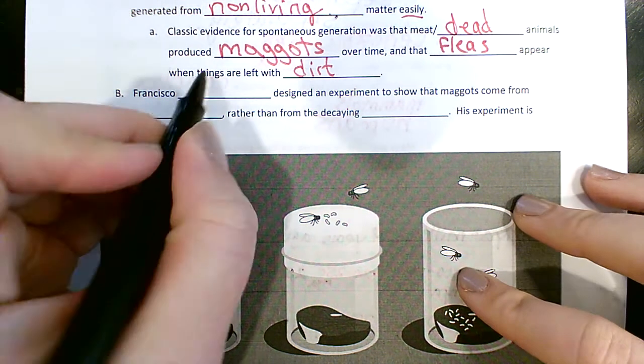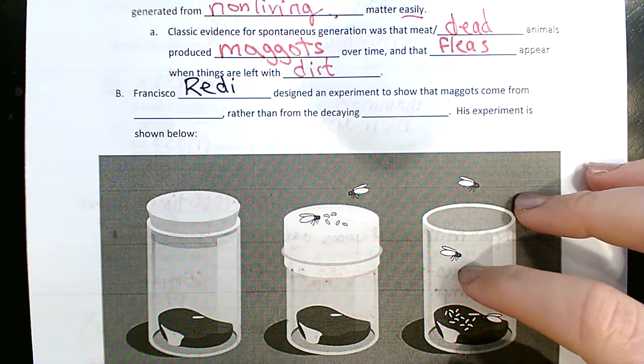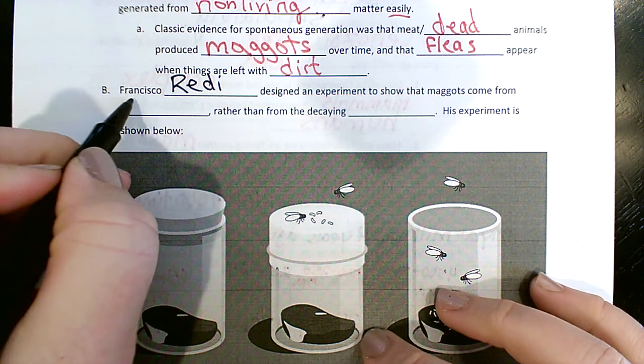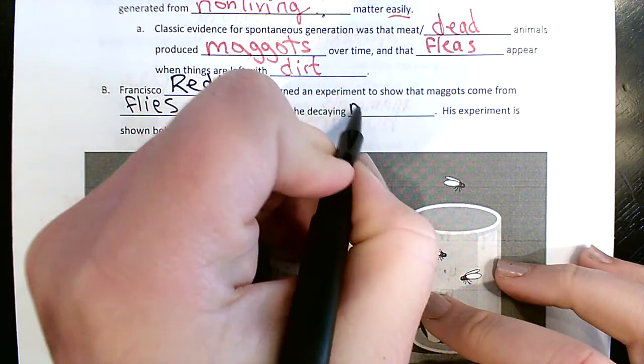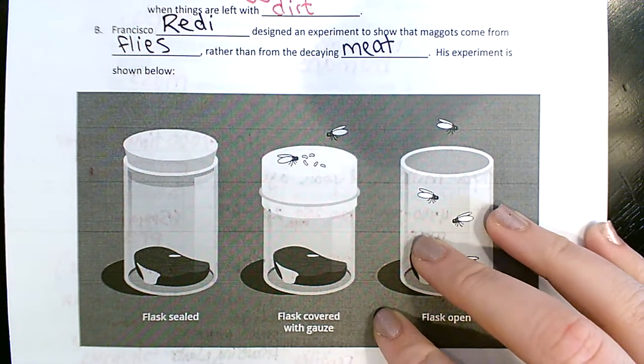Okay, so we have Francisco Redi. I've heard Reedy. We're going to say Redi. He designed one experiment that he thought was going to disprove this idea. He designed an experiment to show that maggots came from flies rather than the decaying meat. Okay, so let's look at his experiment.